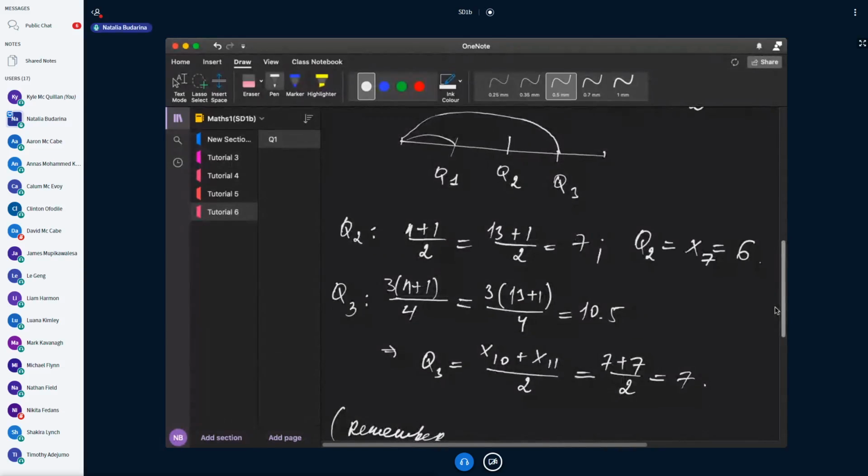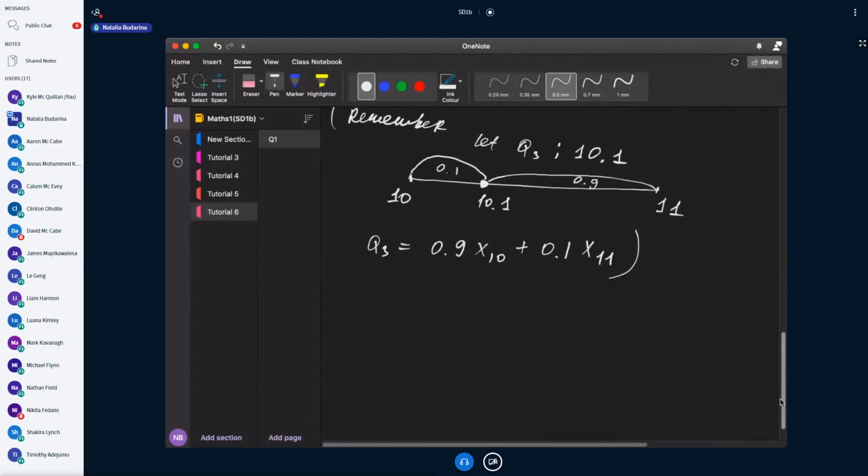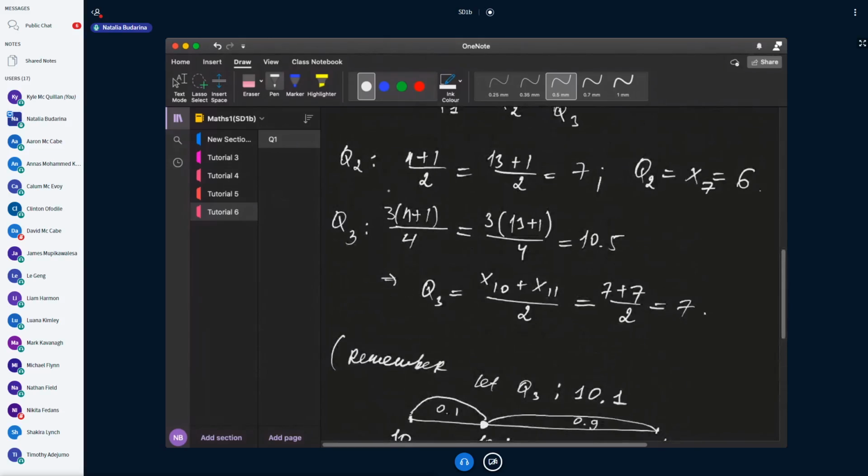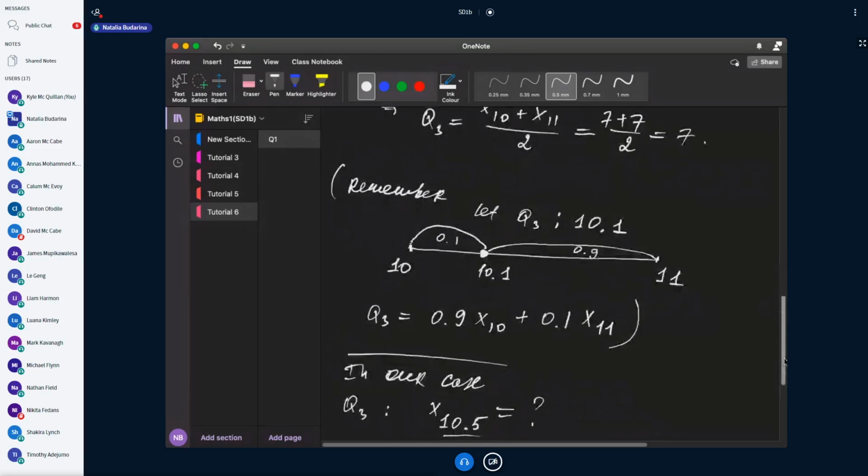I will repeat one more time. Look, in our case, for example, Q3 is at position 10.5. When we calculate Q3, we need to take x10.5. And how do we find this number? When we calculate Q3, first we find the value 3n plus 1 over 4, and it is equal to 10.5. So this is the index for the x.